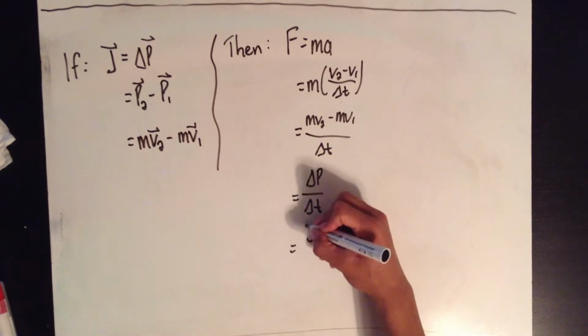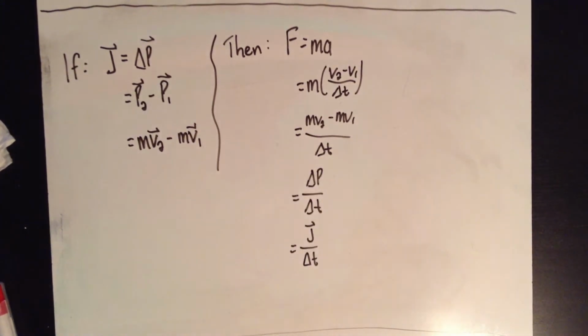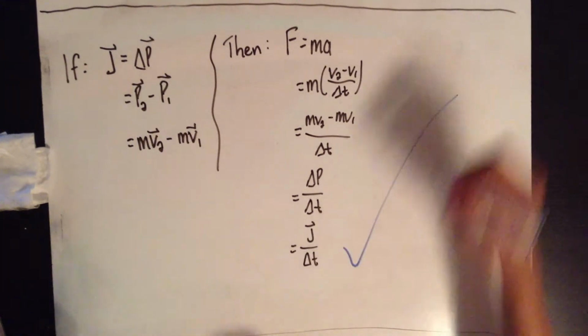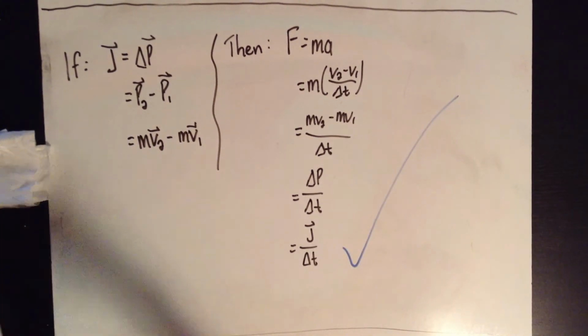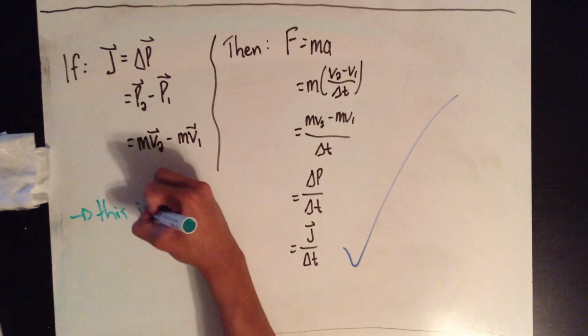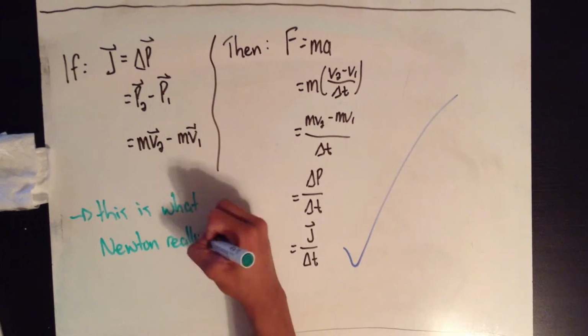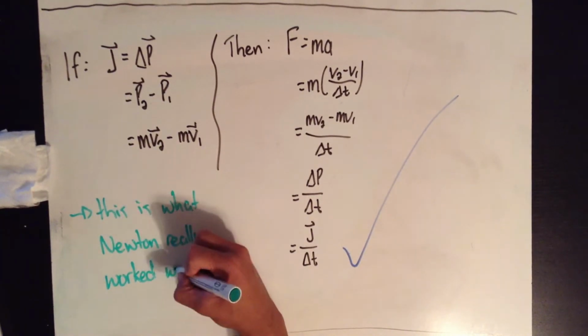Then expanding, it would have been delta p over delta t, therefore having J over delta t, which is impulse over delta t. So Newton actually would have looked at impulse over time, so the change in momentum over time.